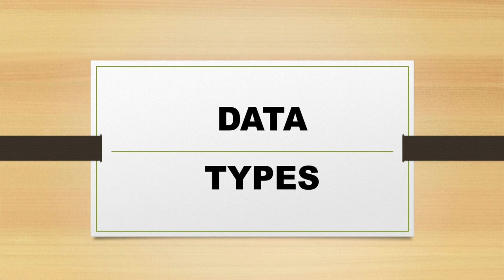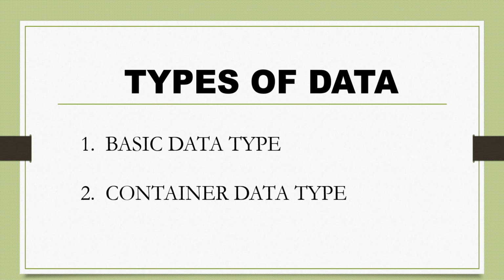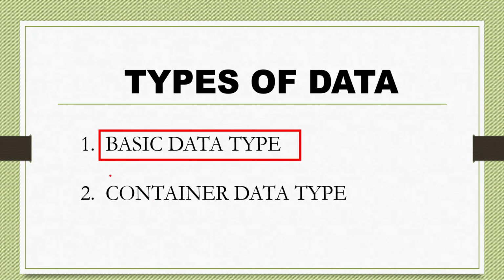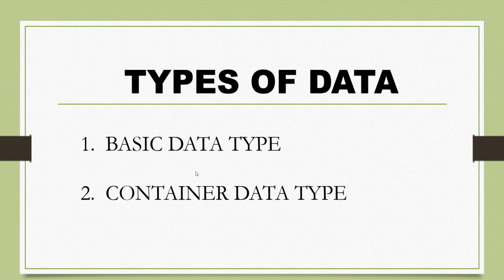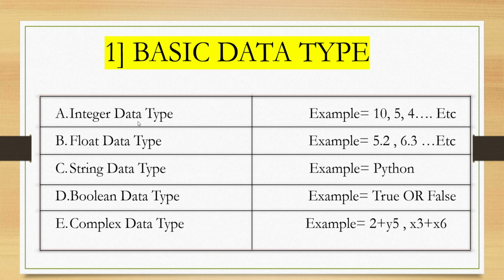Firstly, we will know about the types. In data types, there are two types: one is the basic data type and another is the container data type. Firstly, we will know about basic data types. Here we have five types in basic data types. The first one is integer. Integer means whole numbers, like 1, 2, 3, 4. Any such numbers are called integers.